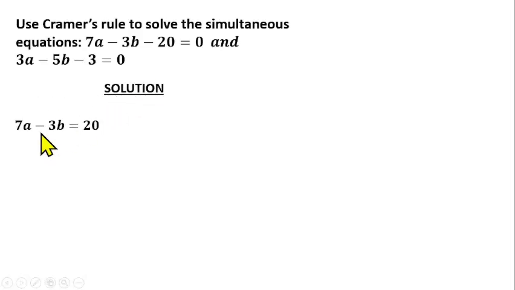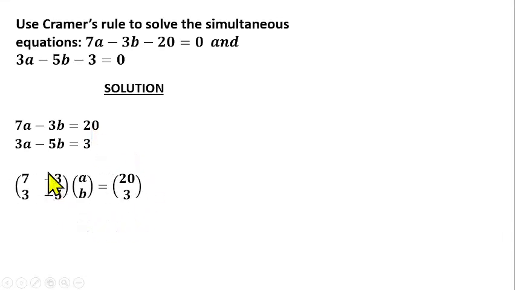So that should give us 7a minus 3b equals to 20, because if minus 20 comes here, it equals to 20. Then also here you have 3a minus 5b equals to 3 as well. So now we have a proper equation to solve. So the next thing to do is to separate the coefficient of the variable from the variable and represent it in matrix form. So that should give us 7, minus 3, 3 and minus 5 in brackets, open bracket again, a and b equals to column matrix 20 and 3, which is going to be like this as well.